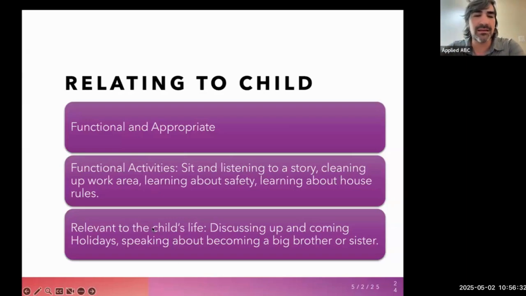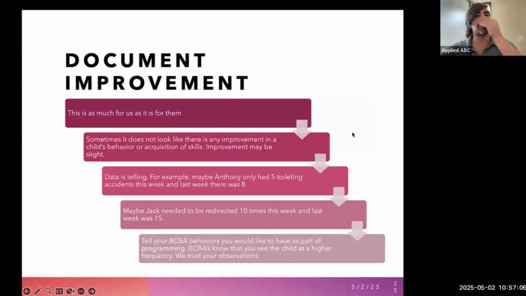And relevant to a child's life. I don't know if y'all have seen social stories, but sometimes you're preparing kids for things like having a new baby come live in the house, or getting a new pet, or going to a new school. These things are big transitions, they're challenging, and you want to give as much groundwork and as much instruction as possible to prepare kids for them. So, appropriate, relevant, functional. And then document improvement.